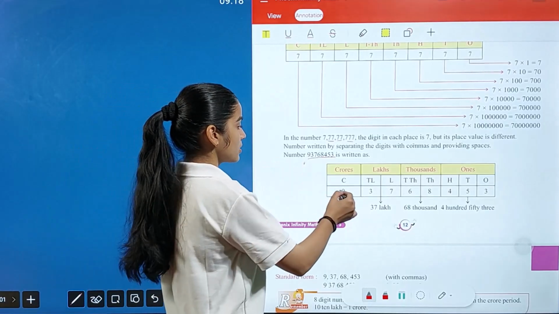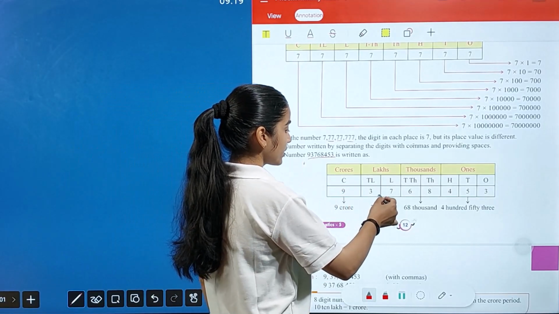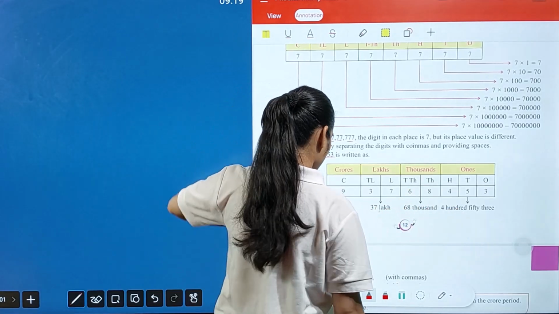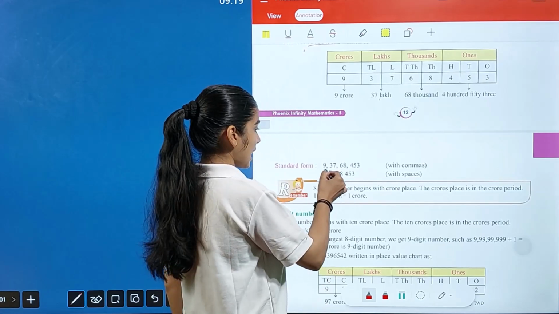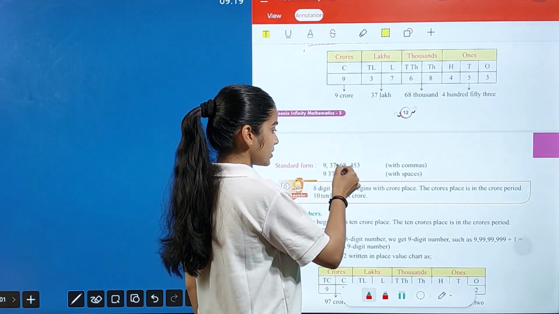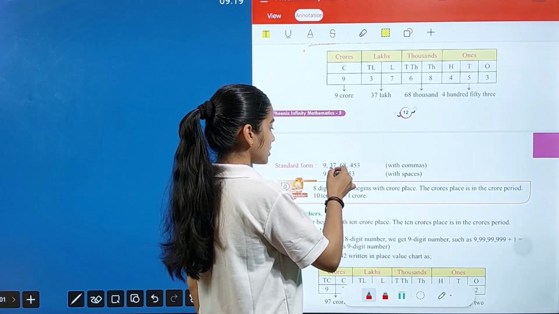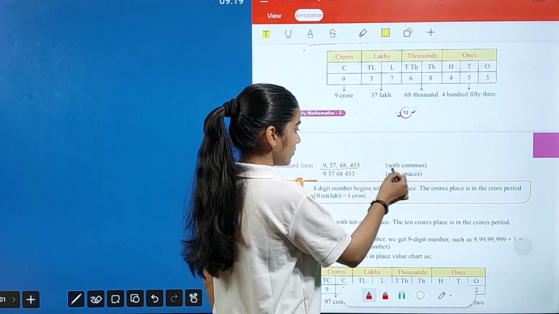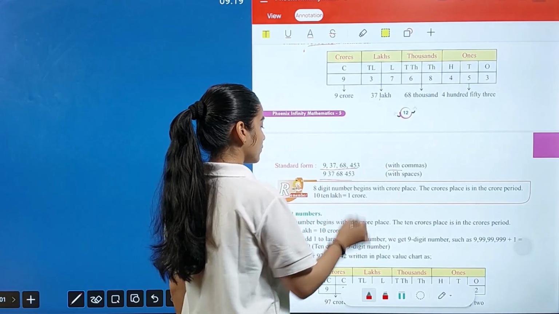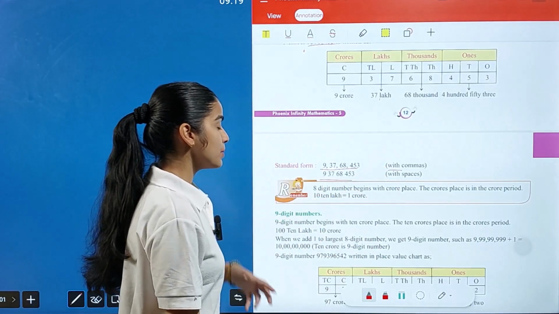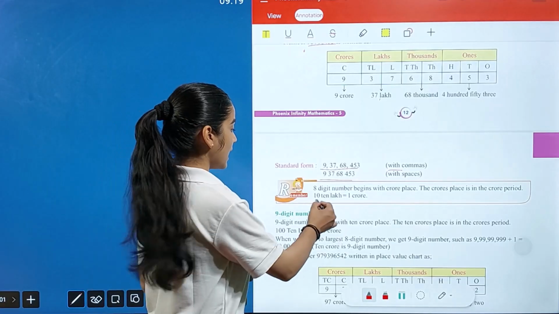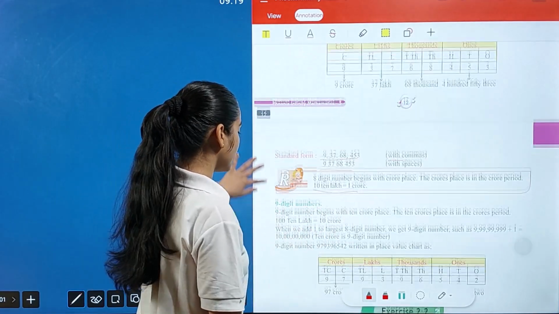So in this question, we already have the commas, but in this numeral, we have to write the commas. Okay. So this is your 9 crore 37 lakh 68,450. So how we have managed 9 crore 37 lakh 68,453. This is your with commas and this is your with spaces. An 8-digit number begins with the crore place.